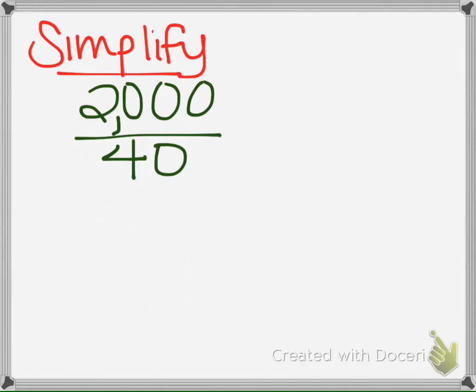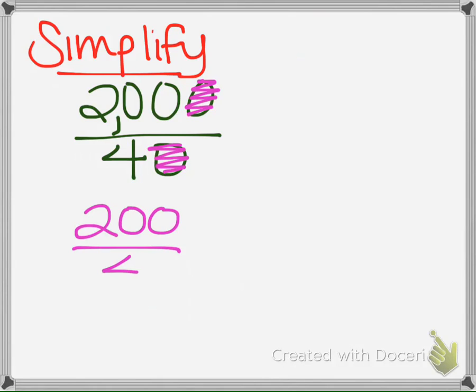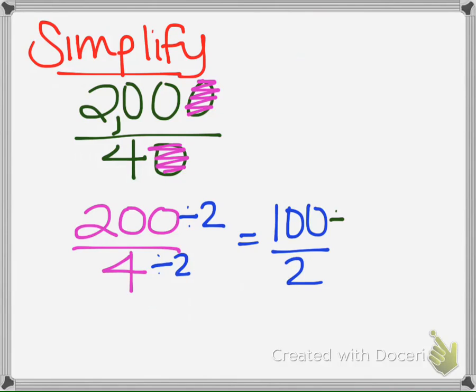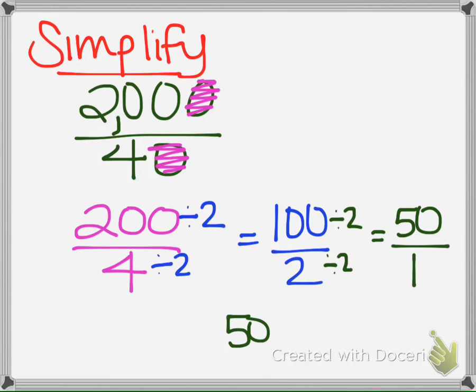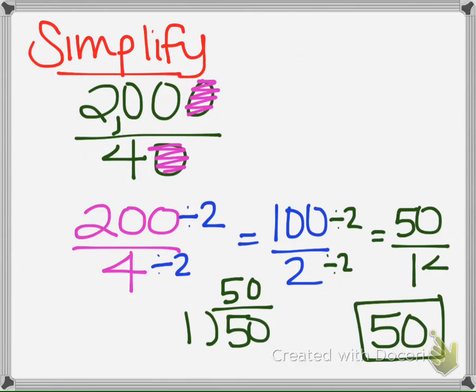So let's say we had this example here. It has zeros at the end, so I can cross this 0 out with this 0. Now I'm left with 200 over 4. Since they're both even, I can divide both of them by 2. And then they're even again, so I could divide both of these by 2. And we get 50 over 1, which is just 50. So we get our answer as 50. Instead of 50 over 1, whenever you have a 1 in the denominator, we don't need it. So it's just 50.